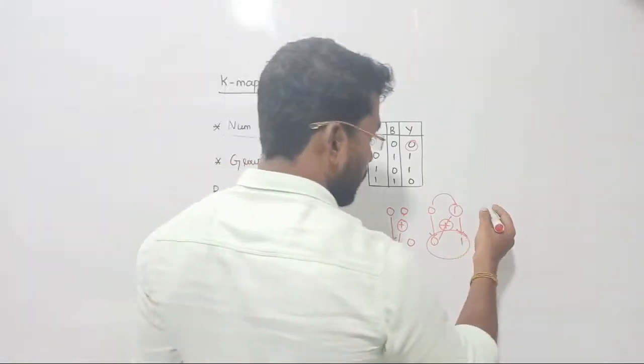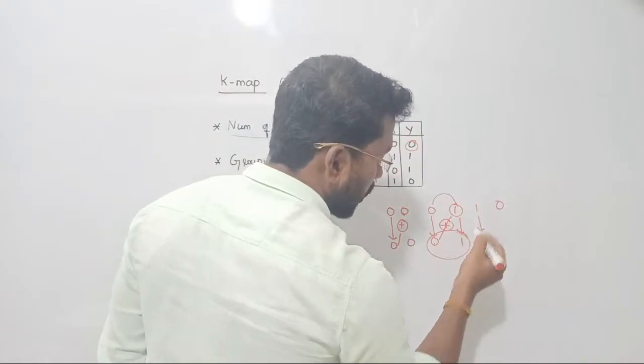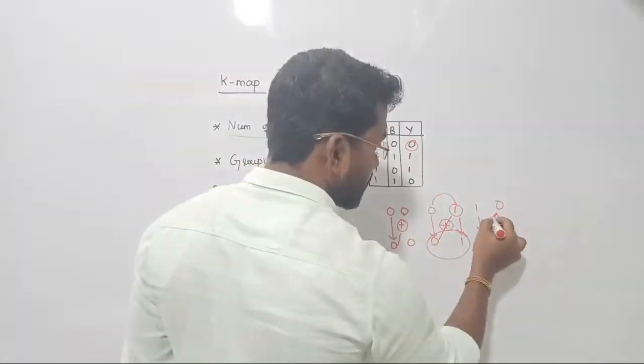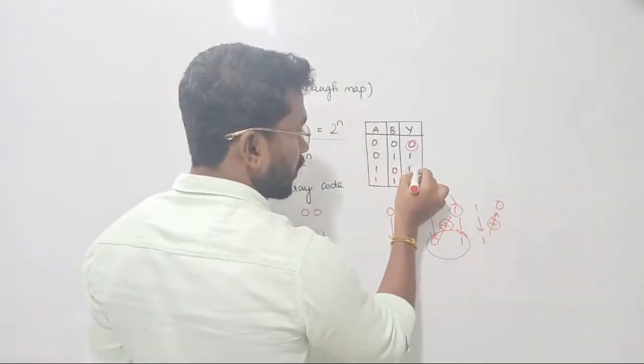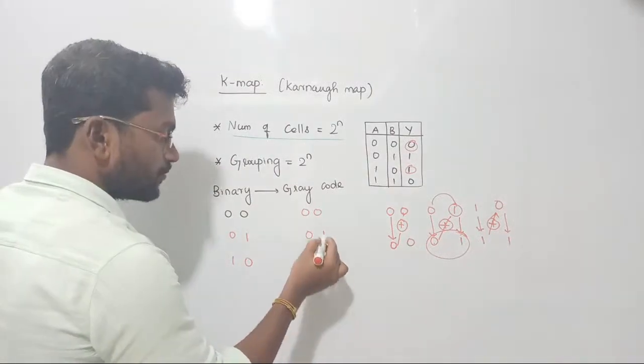Okay, let me perform here. 1 0. First digit update thing, that is 1, right? Next we have to perform XOR operation here. 1 0 will give you 1 only, such that output is going to be 1, such that we are getting 1 1.